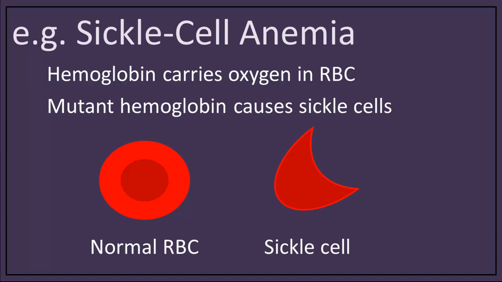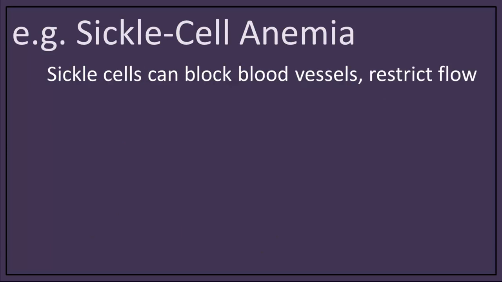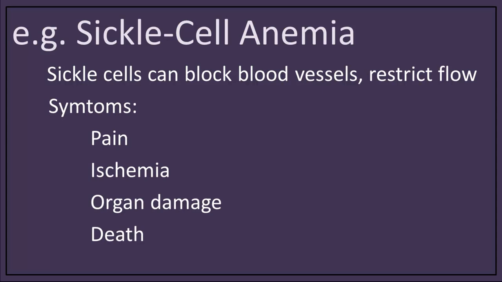The sickle cell protein is ineffective and forms strands that give the cell its characteristic sickle shape. Sickle cells are less flexible than normal red blood cells and are not able to effectively carry oxygen. Individuals with sickle cell anemia typically have some normal red blood cells and some sickle cells. Because they are stiff and sickle-shaped, the sickle cells can block blood vessels and restrict the flow of blood. Symptoms include pain, ischemia, organ damage, and potentially a premature death. All of this is ultimately caused by a very small-scale change in a single codon of a single gene.